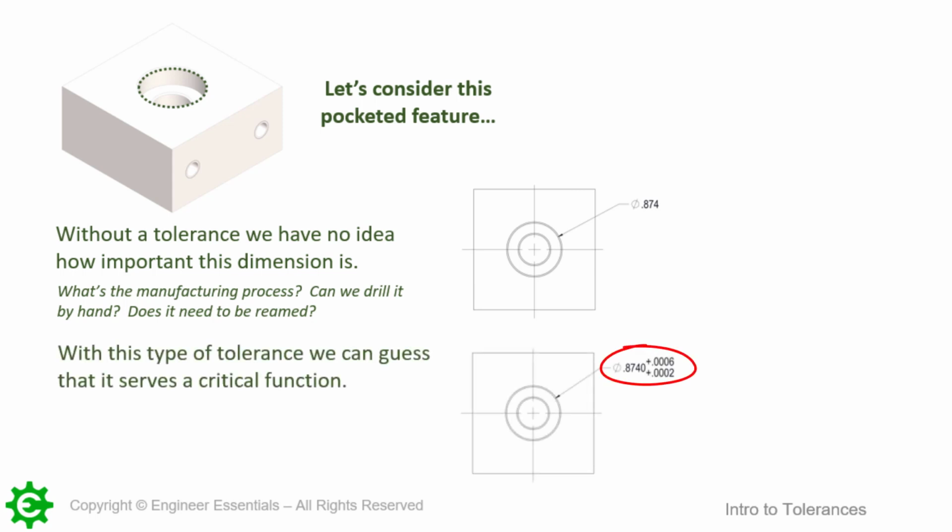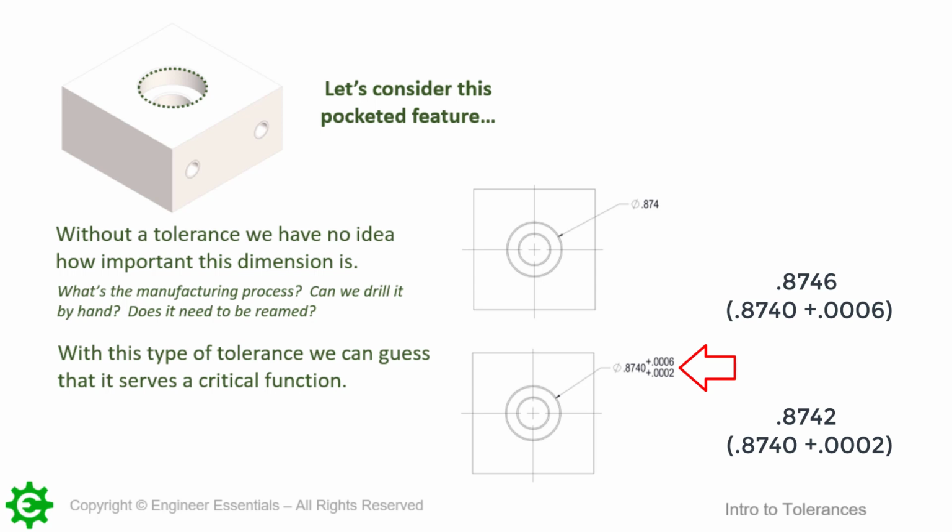Well, now when we give it a tolerance, we can determine how important this feature is and how we need to manufacture it. Looking at this tolerance right here is an extremely tight tolerance. We can only go from 0.8742 to 0.8746. That's very hard to hold.